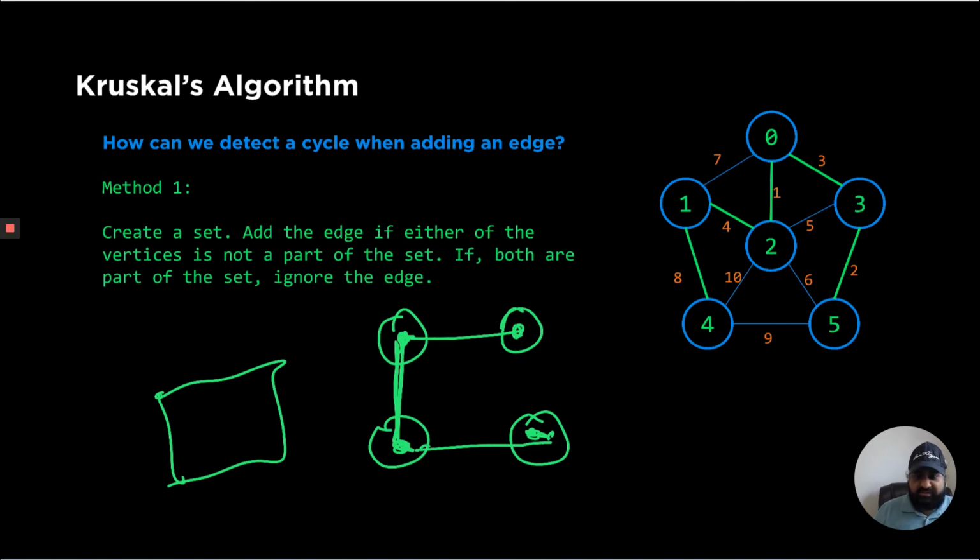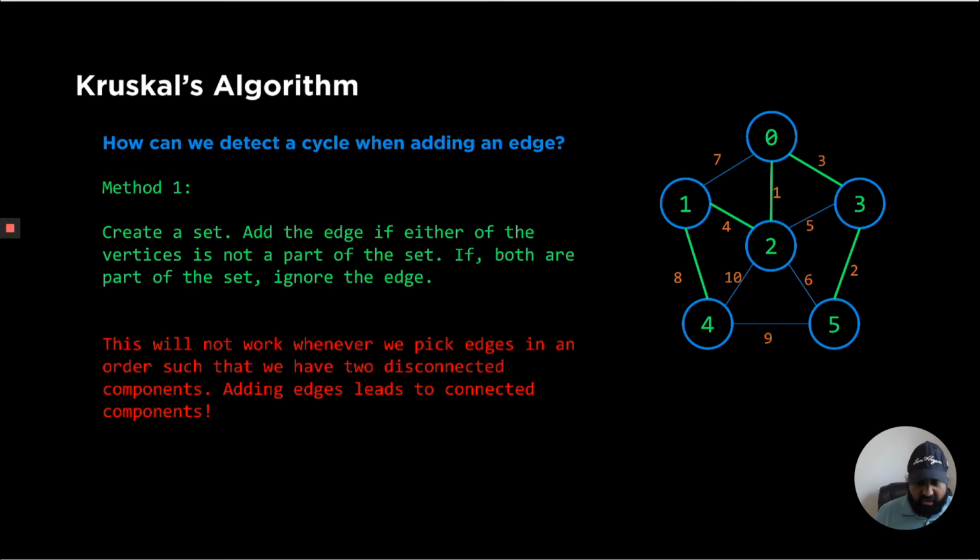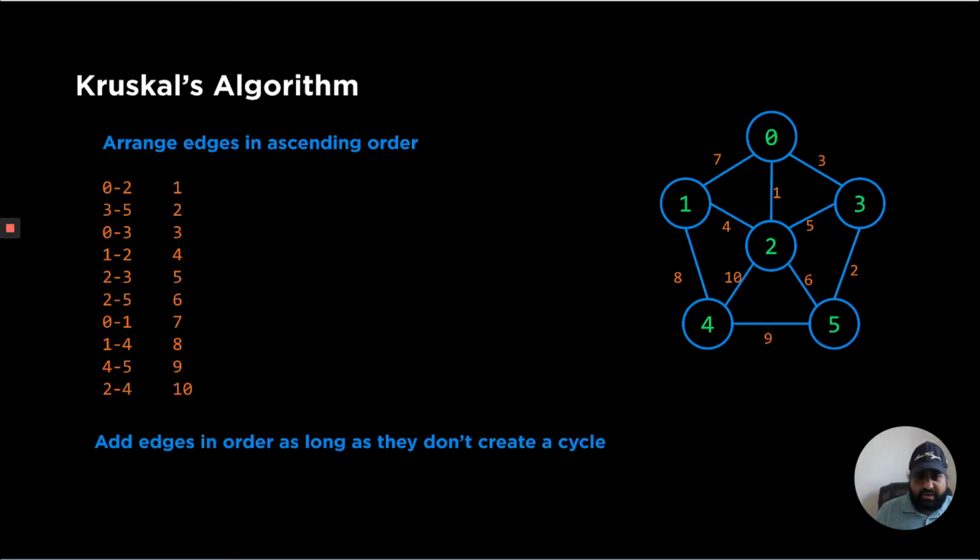So the correct answer is that this won't work, because we discussed this idea of connected components. I'll give you an example of why this will not work, which is when we have two disconnected components. So let's see a quick example of what I mean by that. Let's say we maintain a set. Initially, 0 2 is added to our minimum spanning tree.